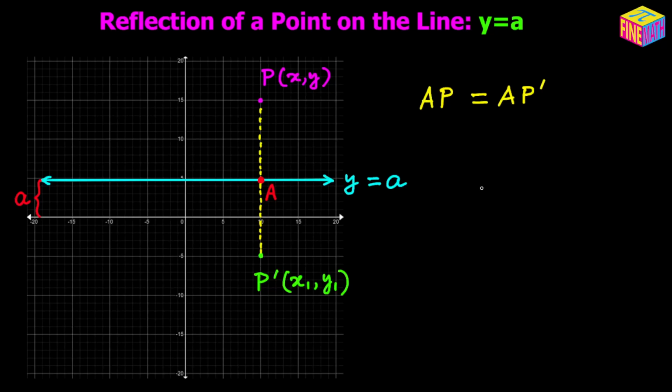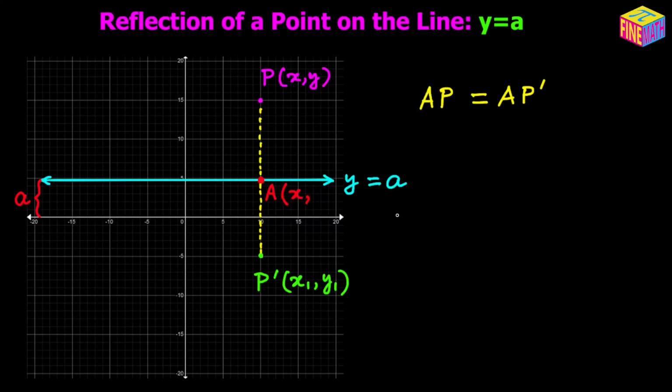Now let's try to find out the coordinates of A. If you think about it, the x coordinate of A would be the same as the x coordinate of point P, because from the origin we have to go the same number of units along the x-axis to come to the point A. So the x coordinate of A will coincide with the x coordinate of P. So I'm going to write here x. That is the x coordinate of A.